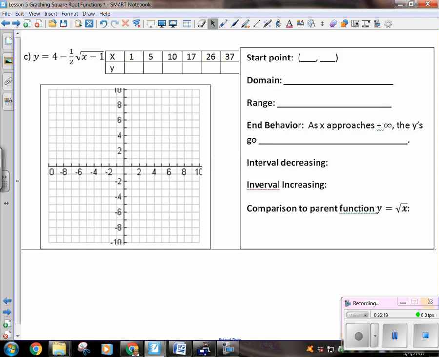Okay, here we go. I need to fill in my points. Do you want to put one in? What happens if you put 1 in? 4 minus a half. If you put a 1, what's 1 minus 1? 0. What squared is 0? 0. What's 0 times a half? 0. What's 4 minus 0?